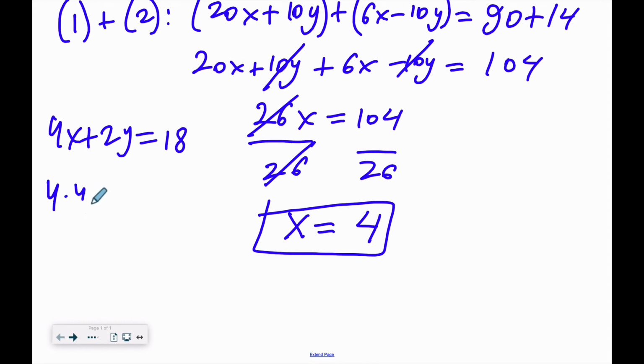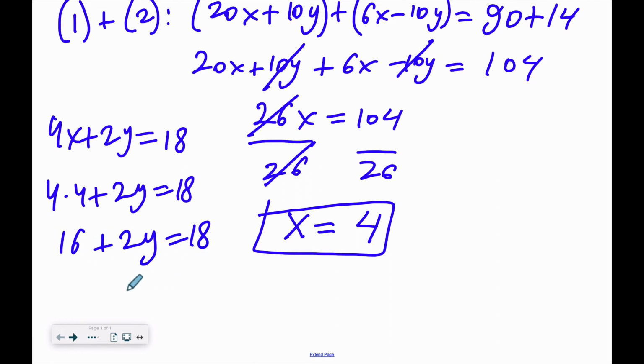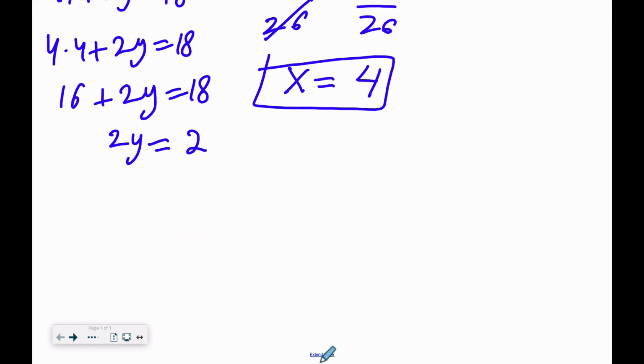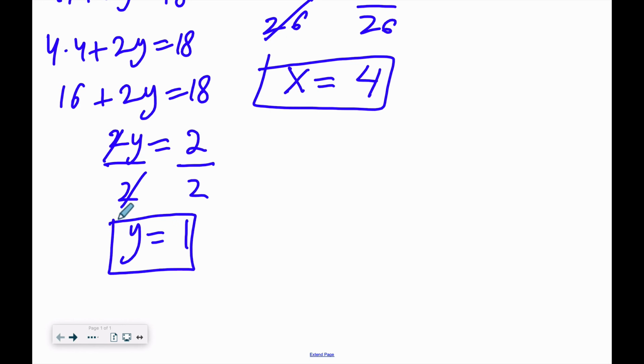So 4 times 4 plus 2y is equal to 18. Now 4 times 4 is 16. So it's 16 plus 2y is equal to 18. That's why 2y is equal to 2. You know why, right? Because 16 plus 2 will be 18. So from here we divide by 2 both sides. These are gone, so y will be equal to 2 divided by 2, which is simply 1. This is the solution. Alright guys, I hope it's clear.